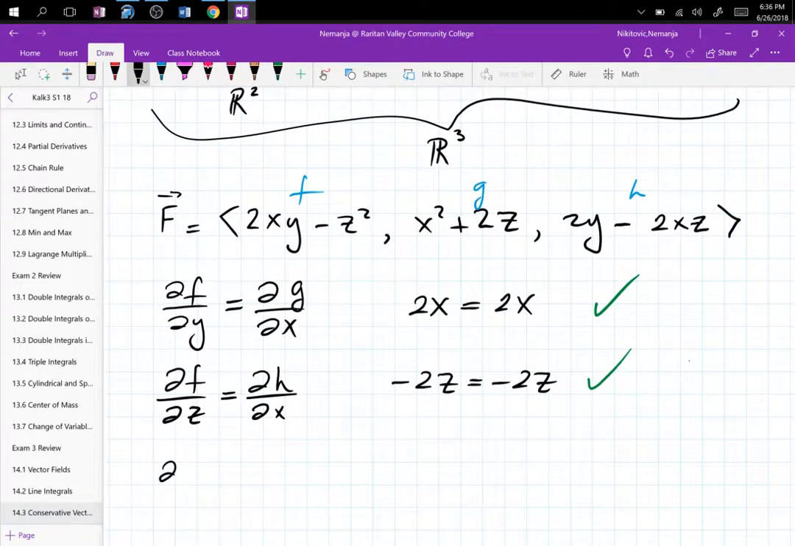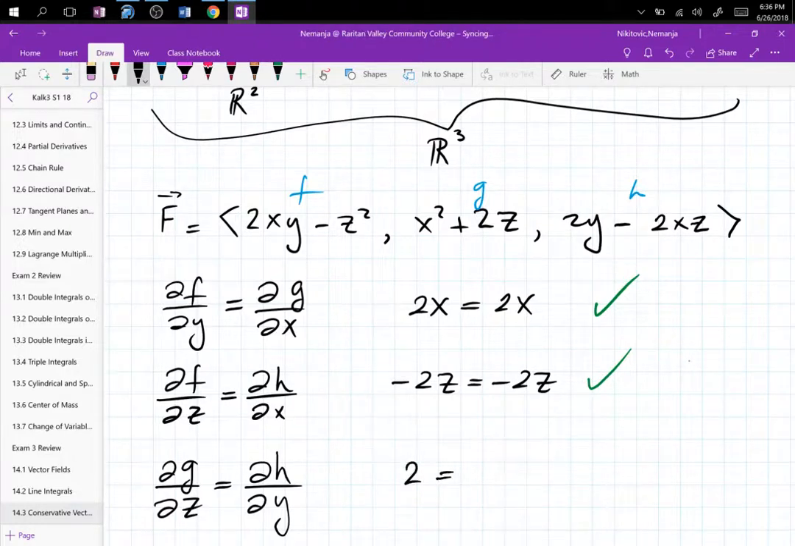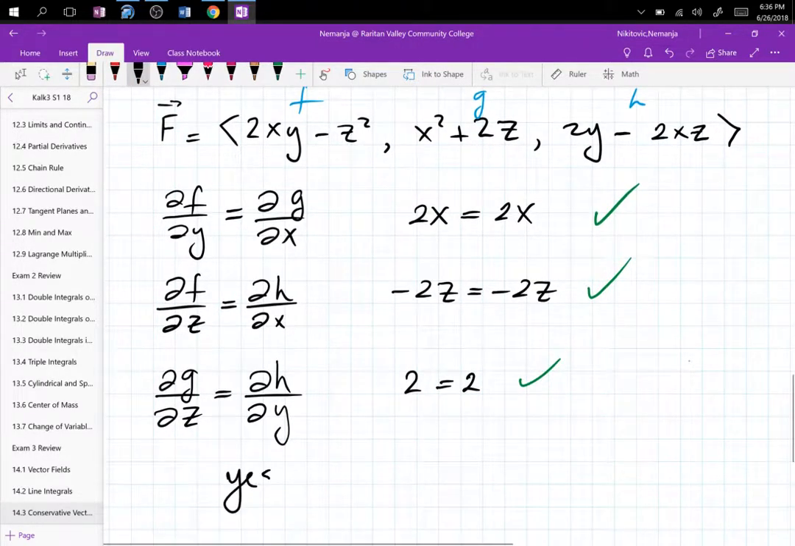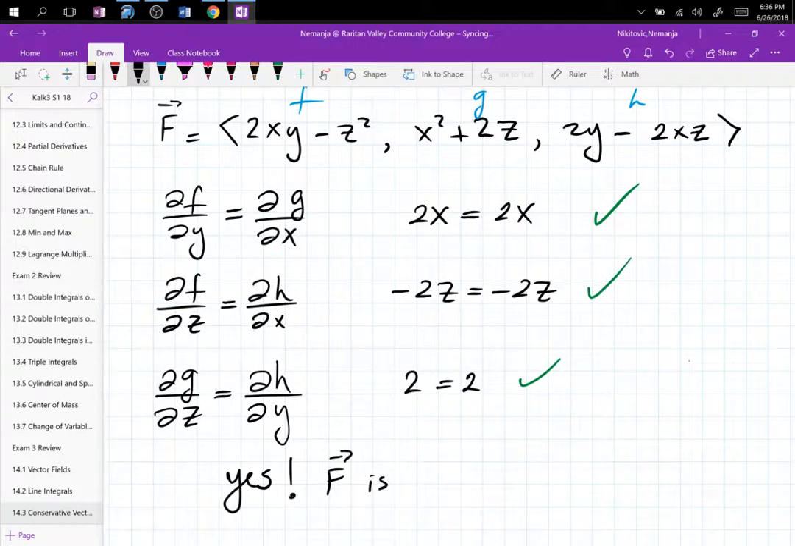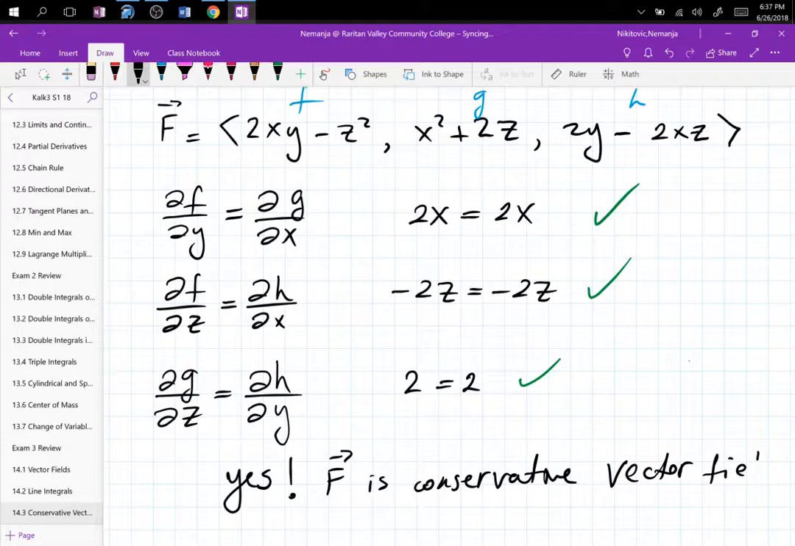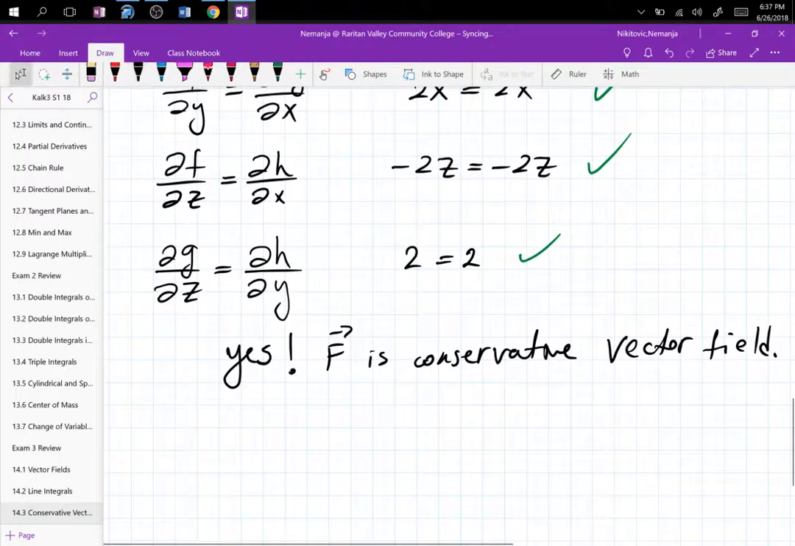Partial g, partial z needs to be the same as partial h, partial y. So partial g, partial z is 2. And partial h, partial y is 2. Nice. It passes all three. So, yes, F is a conservative vector field. And that's always exciting, as you can see.